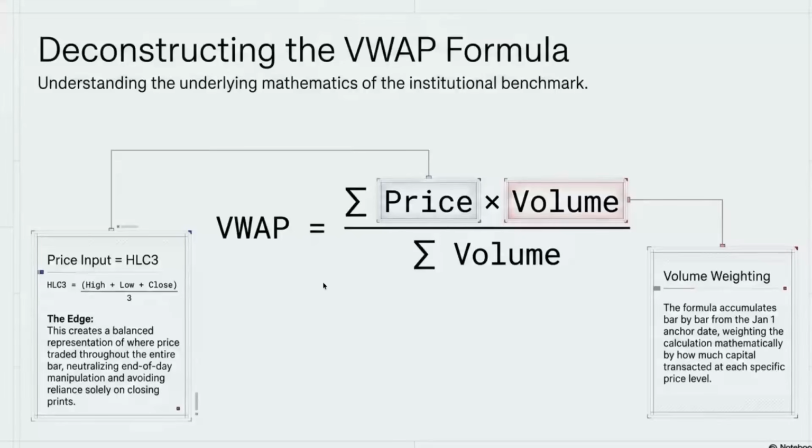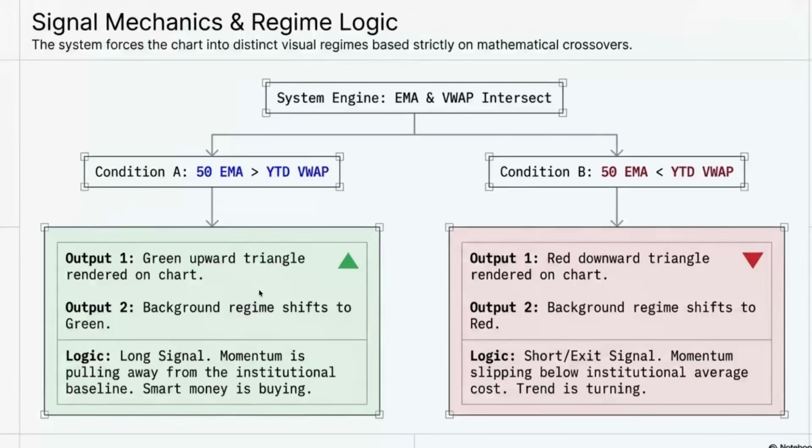Now, the price input is going to be the high, the low, and the close, and then it takes the average of those high, low, and close for every single candle. This gives a more balanced representation of where the price traded throughout the entire bar. The result is a single line that tells you the exact, and I will repeat again, the exact consensus price for the year. This is what I believe makes it so powerful as a benchmark.